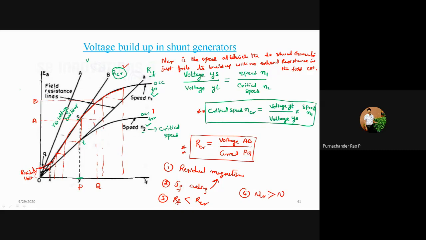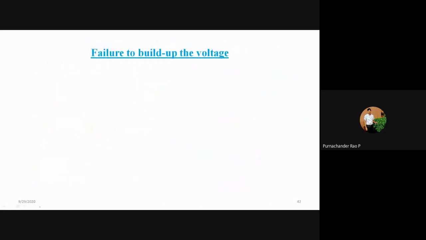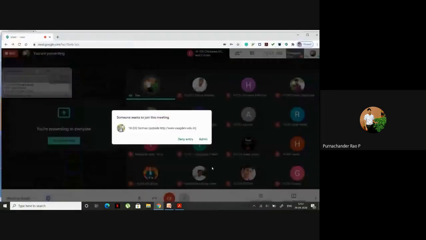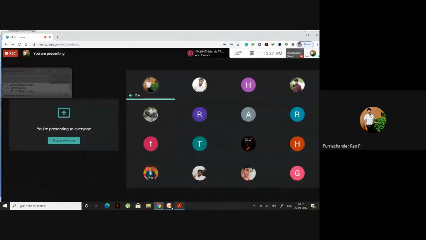The speed of the machine must be greater than the critical speed resistance. Then only voltage buildup takes place. So these are the four reasons for failure, the same four reasons for the voltage not building up.